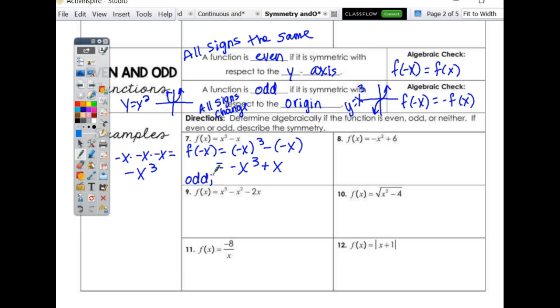And it says, what's the symmetry? So it's symmetric with origin. Odd and symmetric with the origin. So how do we know that it's odd? Are the signs the same? Okay, so how do we know that? All the signs are going to change. That makes it odd.